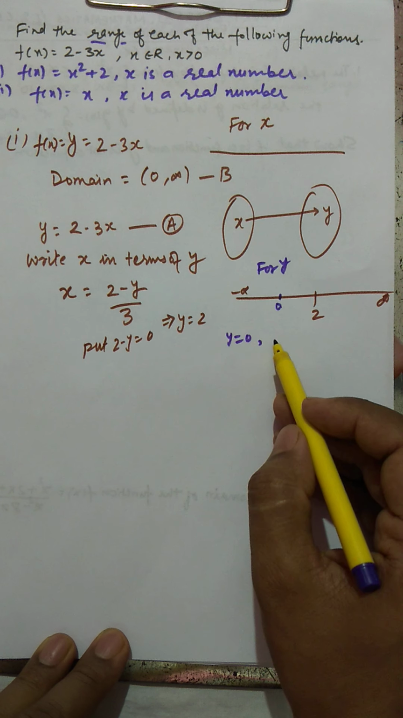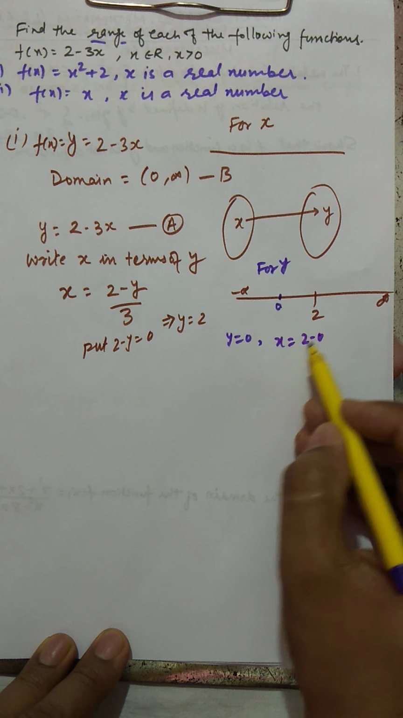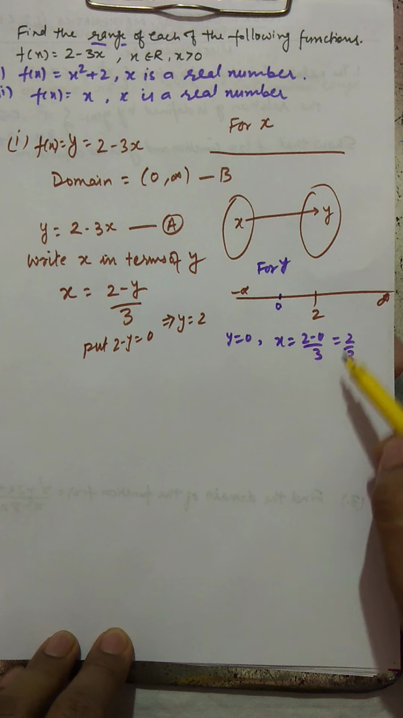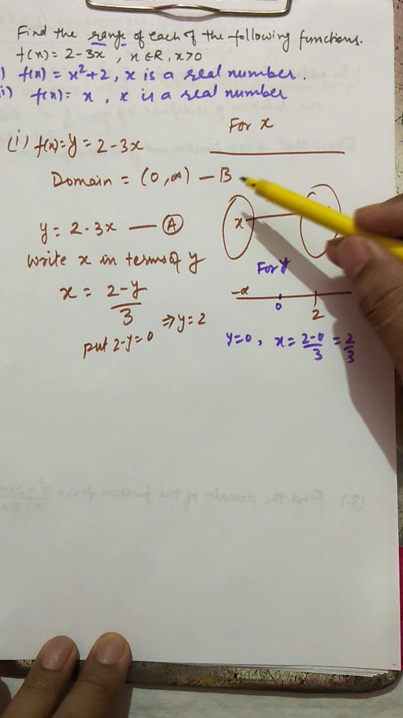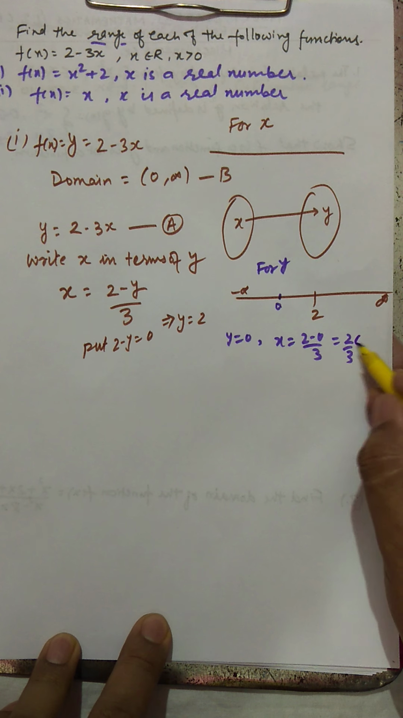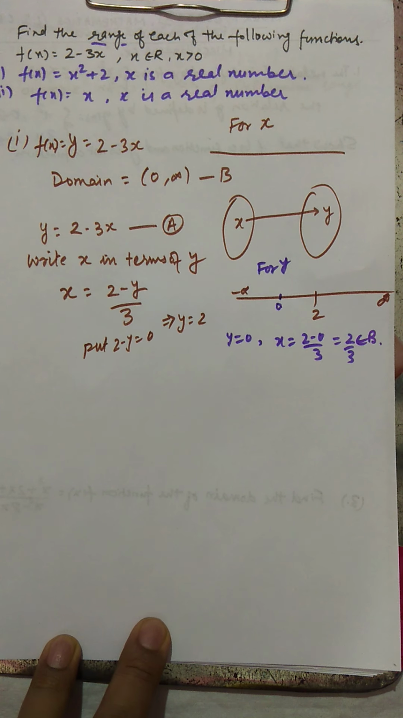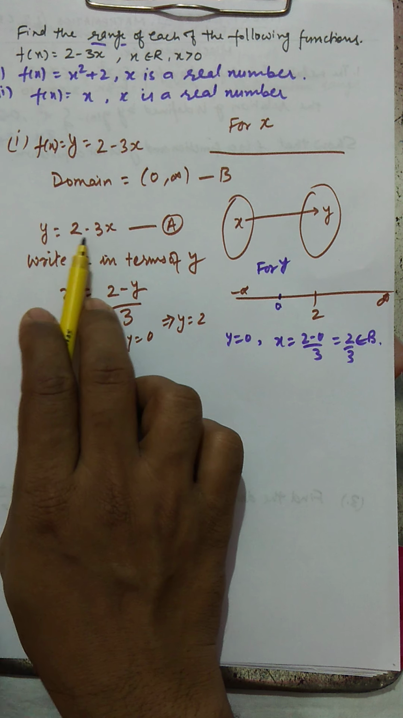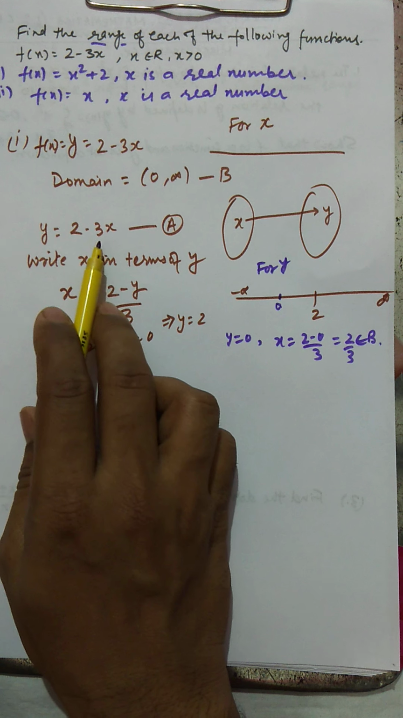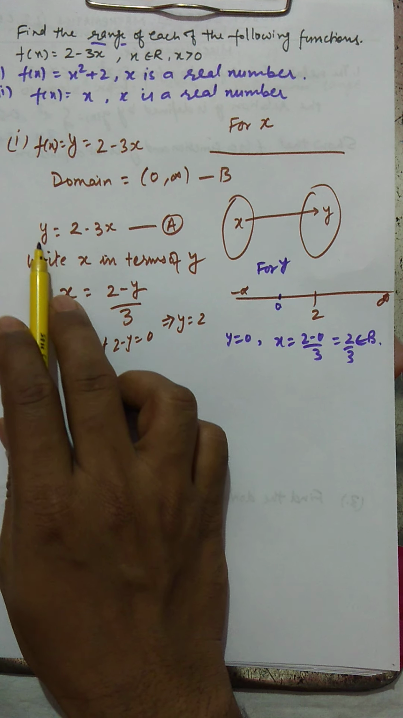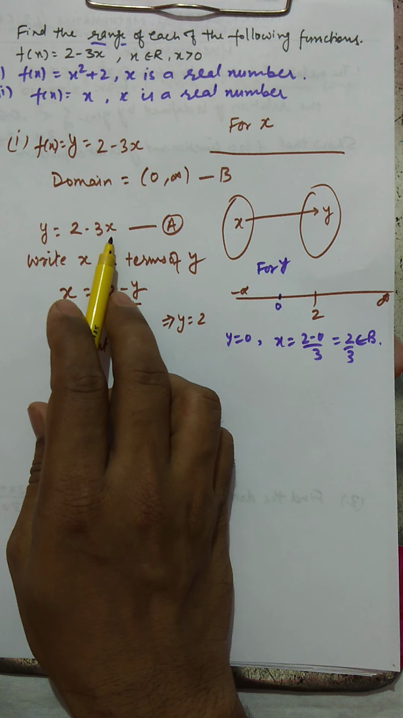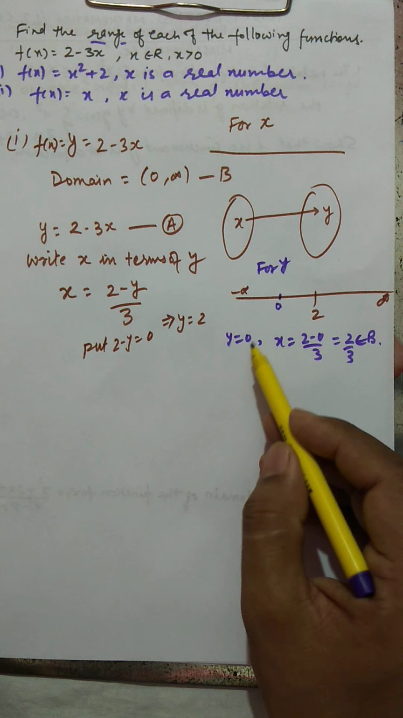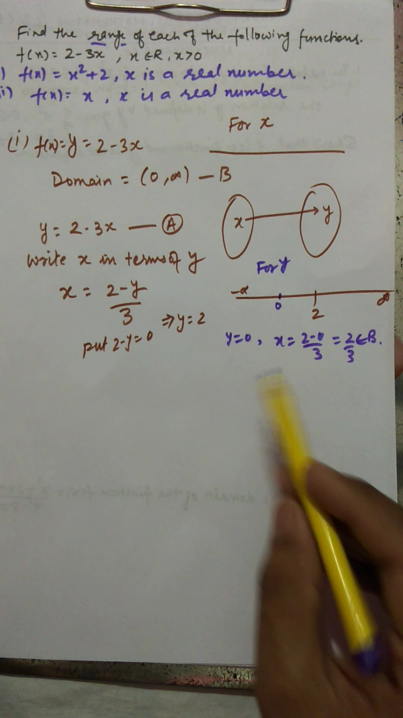Put into this equation: x equal to (2 minus 0) upon 3, which is going to be 2 by 3. You can see that this belongs to your condition b. You can check from here: y equal to 0, x will be 2 by 3. So it means this is also fine. This y can be taken.